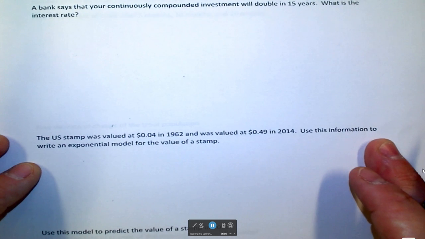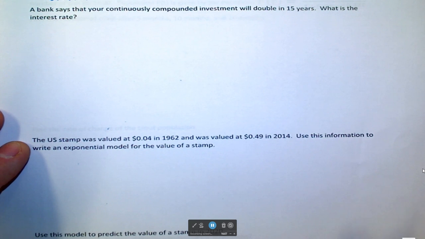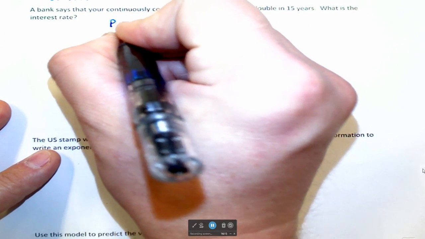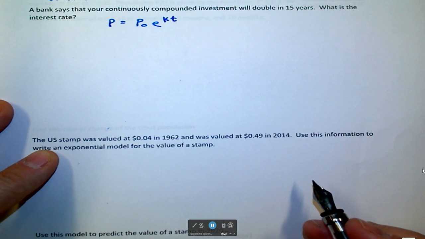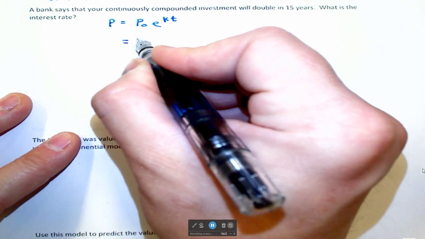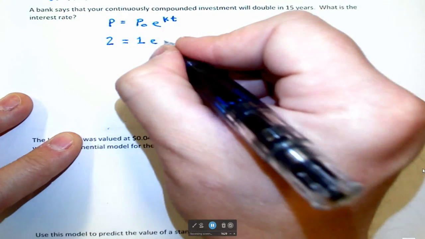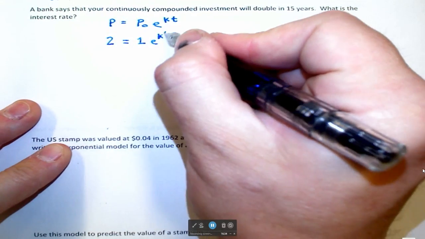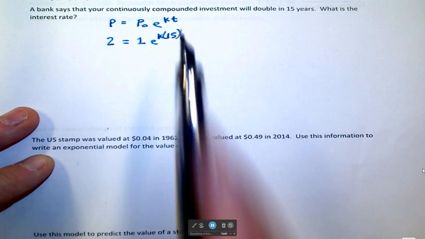Okay? All right, so let's do another one. A bank says that your continuously compounded investment will double in 15 years. What is the interest rate? Okay, so here's what we've got. We've got P equals P naught e to the kt. And here's what they've told us. They've told us that whatever we invest will double in 15 years. That's what they've told us.